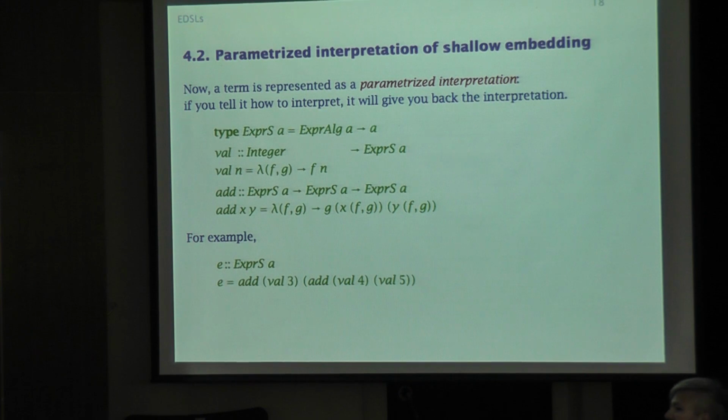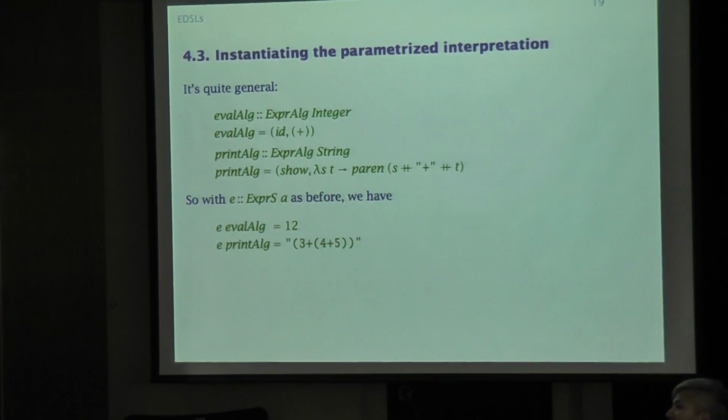Well, remember, it's sitting there waiting for you to finish off the story. You tell it which interpretation you wanted, and it will give you back the answer. So, here's one thing you could tell it. Here's an expression algebra of integers, and that's the evaluation algebra. Here's another thing you can tell it. This is an expression algebra of strings, and that's the print algebra. And if you take your E and give it the evaluation algebra, you say, here's the rest of the story, I want you to do evaluation. It says, okay, the semantics is 12.